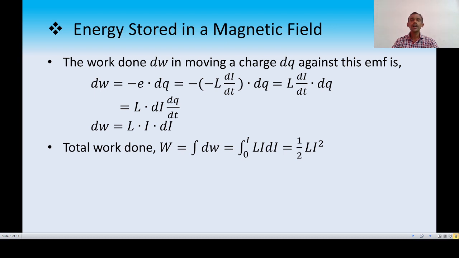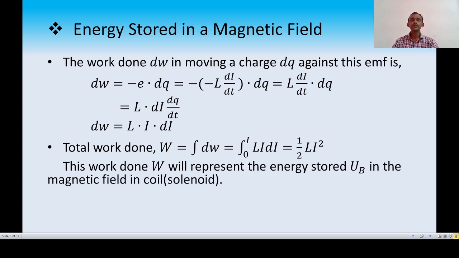The integration of I di is I square by 2. L is a constant term, therefore we can take it outside of the integration. Therefore, the total work done W is equal to 1 by 2 L I square. This work done will represent the energy stored UB in the magnetic field in the coil or solenoid.